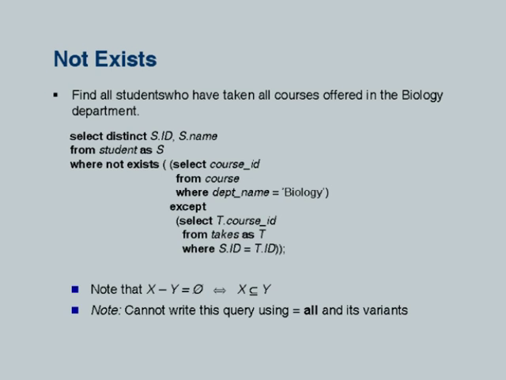So I want to remove from these courses all those which the student has taken. So if I take the courses in biology and remove all the courses the student has taken, what is left is the biology courses that the student has not taken. If this set is empty, then the not exists condition will be true and the student will be output, which is correct. But if this set is not empty, that means there is some biology course which this student did not take, then the subquery result is not empty. So the not exists condition here will fail and that student will not appear in the output. I hope that answered your question.